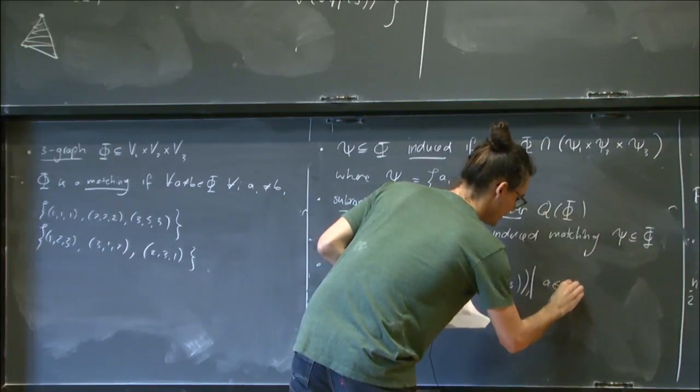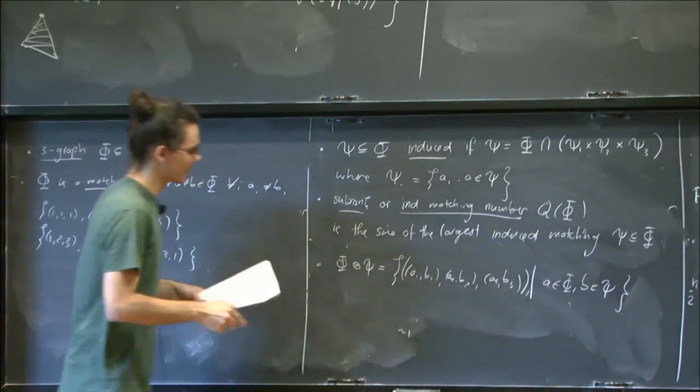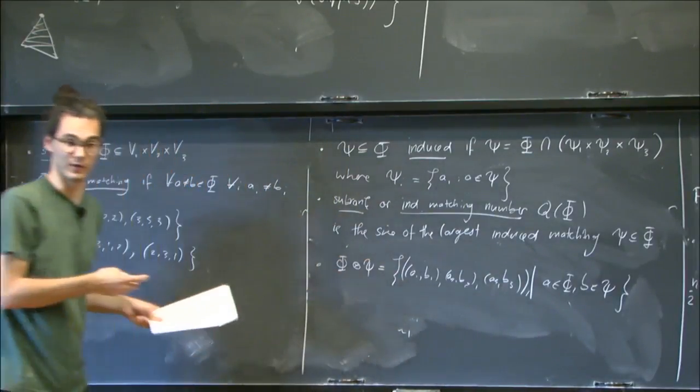This goes over all A in phi and all B in psi. And I pair them up such that they become triples again.